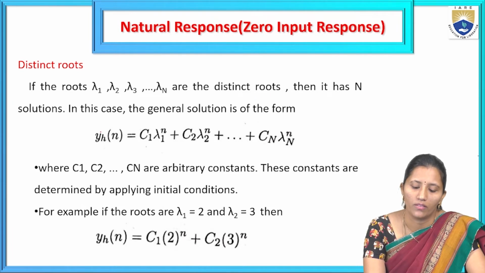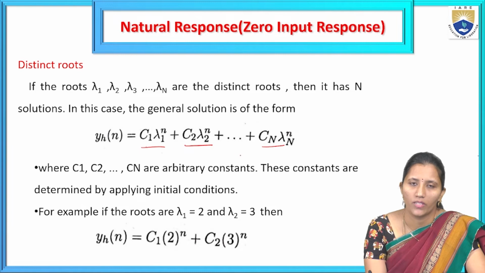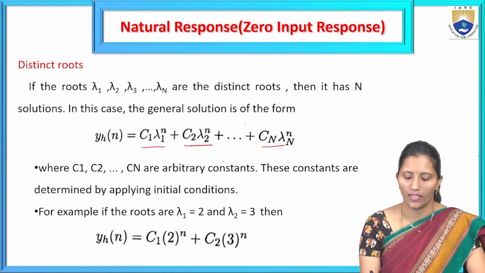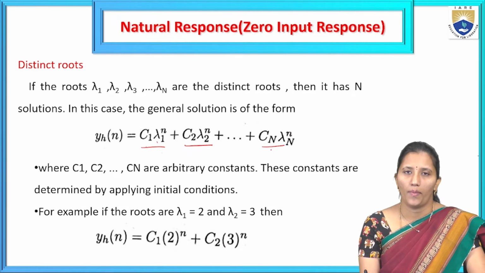then it has n solutions. So in this case, the general solution is yh of n equals c1 lambda 1 power n plus c2 lambda 2 power n plus up to cn lambda n power n. So c1, c2, cn are arbitrary constants here, and lambda 1, lambda 2, lambda n are the roots of the characteristic equation.